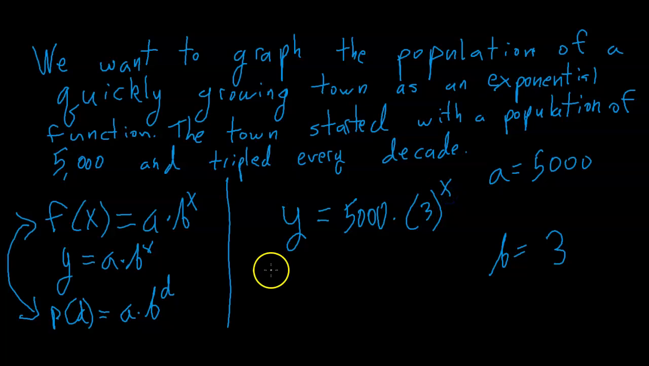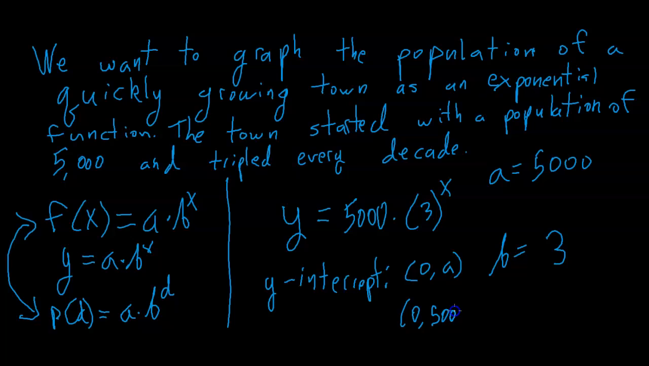We also know that there's a y-intercept. Where would the y-intercept be on this graph? Well, it's always at the point 0 comma a, so in this case it would be 0 comma 5,000. Just a good thing to know. The y-intercept, of course, always occurs when x is equal to 0, and it should make sense that the initial value of an exponential relationship would occur when x equals 0, right?